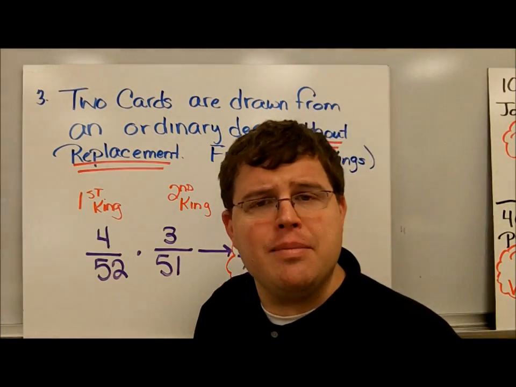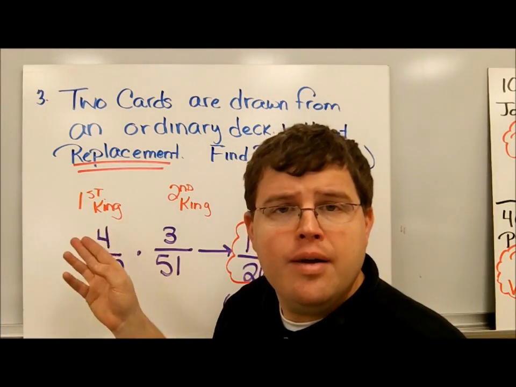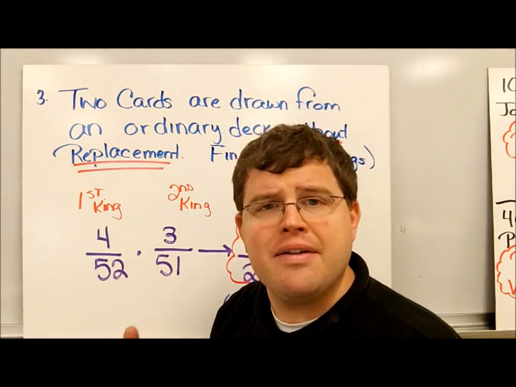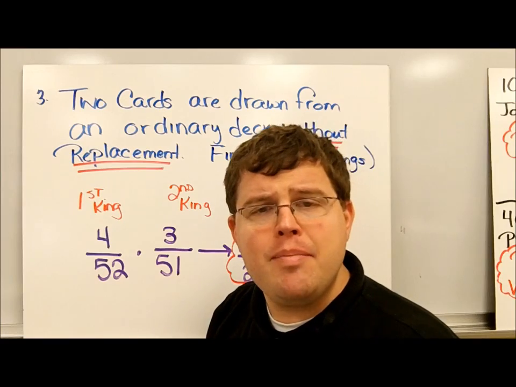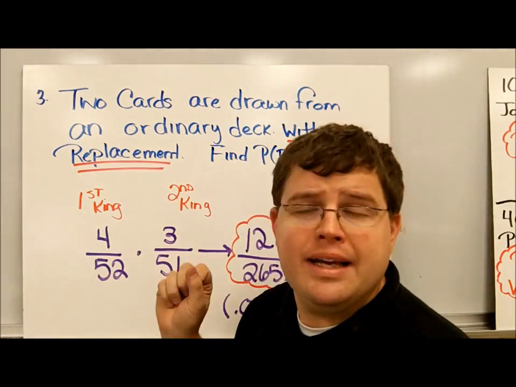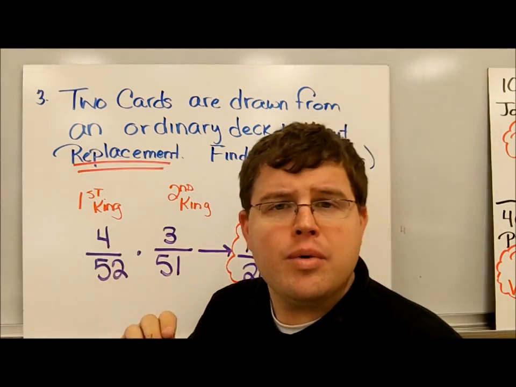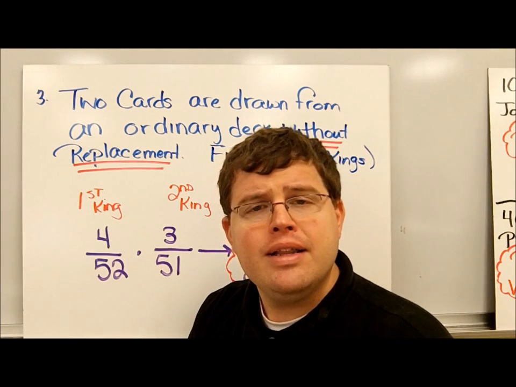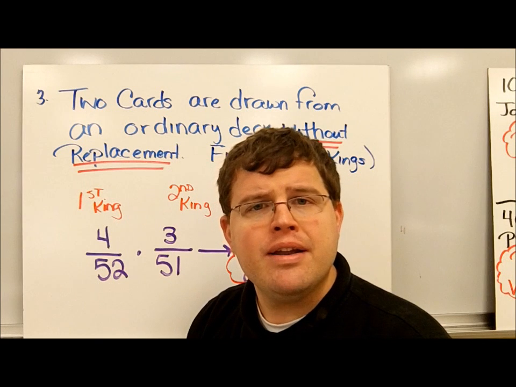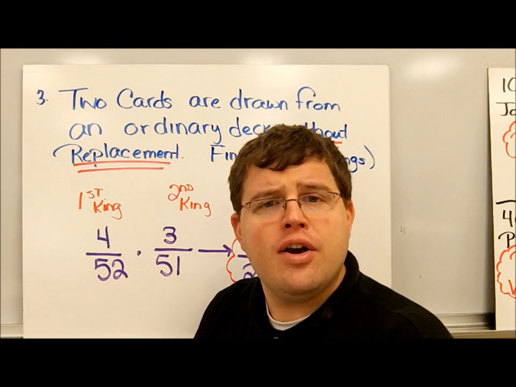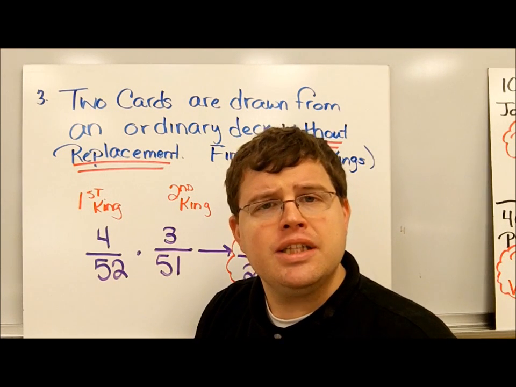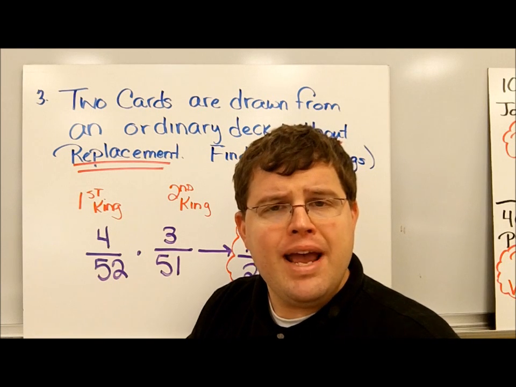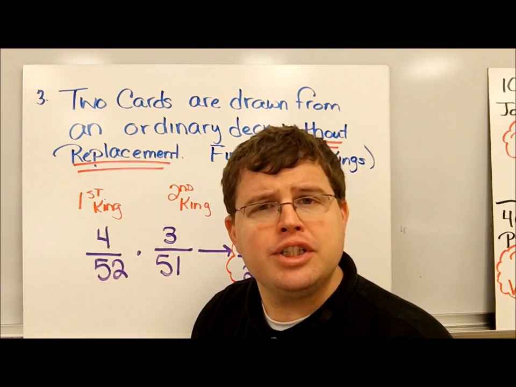Take a look at this example. This is example number 3. We have 2 cards. We're drawing cards out of a deck, and we want the probability of drawing 2 kings. Now, we're going to draw the first card out, but we're not going to put it back. That's probability without replacement. Because I didn't put the first card back, things have changed. And therefore, we have dependent events. The probabilities are going to change a bit.